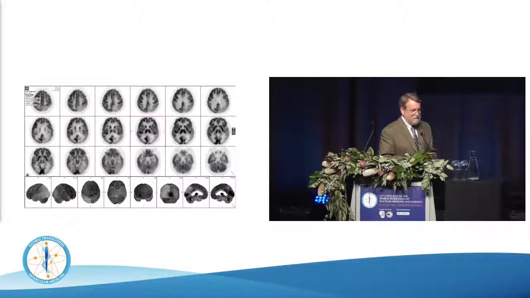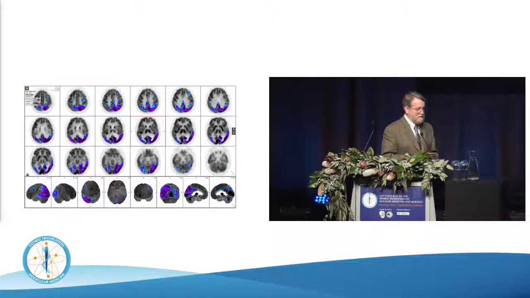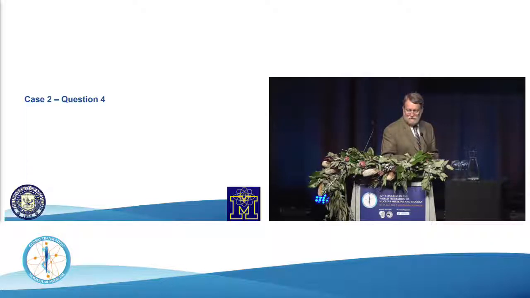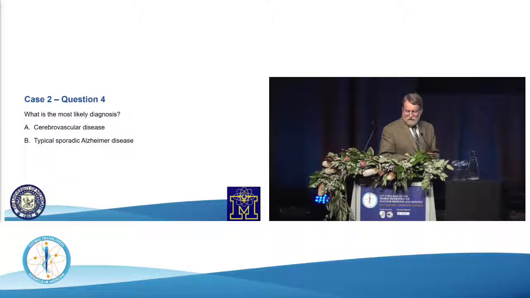So here is her scan. Take a look at this for a moment. I think you can derive a sense as to what's abnormal here, but the reliable addition of the colored-in voxels, I think, sustains your impressions. So take a look at this pattern. And so the question here is, what's the most likely diagnosis amongst the following four? She has cerebrovascular disease. She has typical sporadic Alzheimer's disease. She has Lewy body dementia, or she has a focal Alzheimer's disease variant.